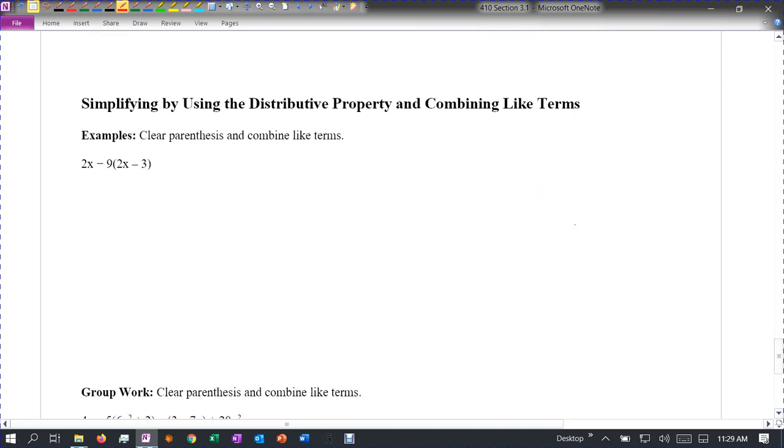All right. Now we're going to do a combination of the two things that we've done here. We're going to use the distributive property, and then after we do that, we're going to combine like terms. So when we look at this, it's real important that you see this is 2x minus 9 times 2x minus 3. Now, remember the order of operations?